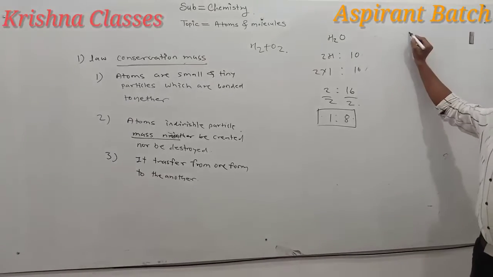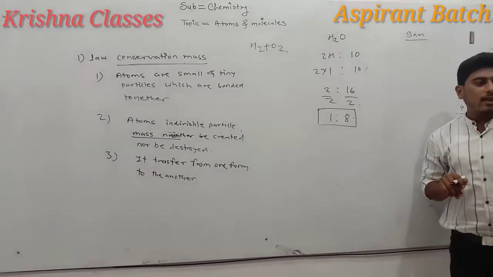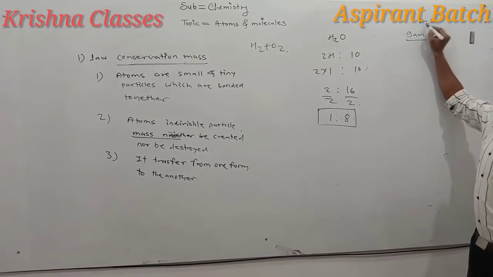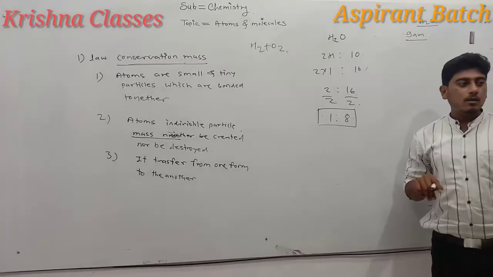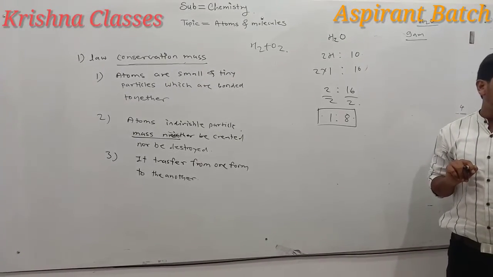Okay, suppose we have 9 gram of water. Then we have to find out the weight of hydrogen and the weight of oxygen present in the given water.